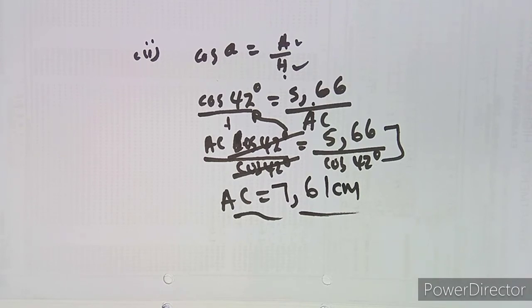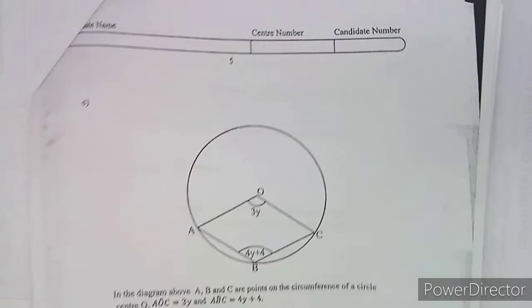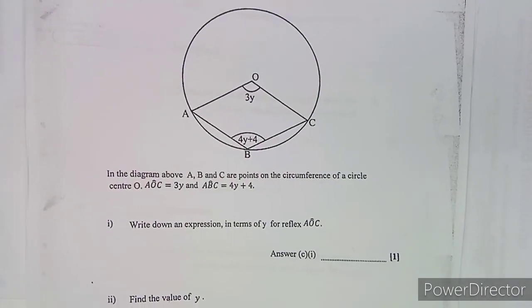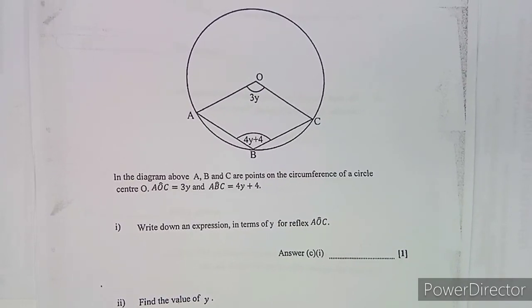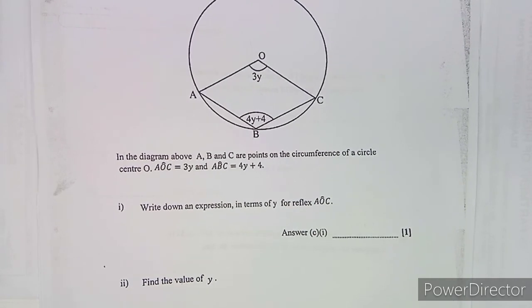So that's what we had applying the trigonometric ratios, the trig ratios, that we are supposed to use or apply. Okay, on item C, we are given a part of circle geometry, where in the diagram above A, B, and C are points on the circumference of a circle, center O. So this is center O like this. The moment you are given a circle with center O, you are supposed to apply the theorems. Write down an expression in terms of y for the reflex AOC.